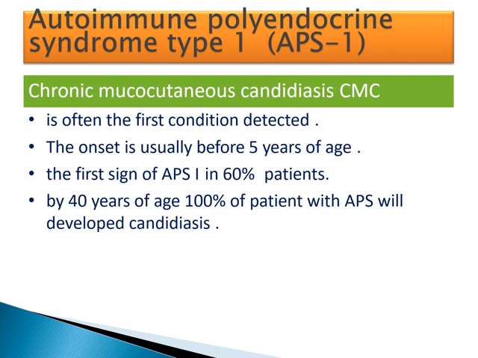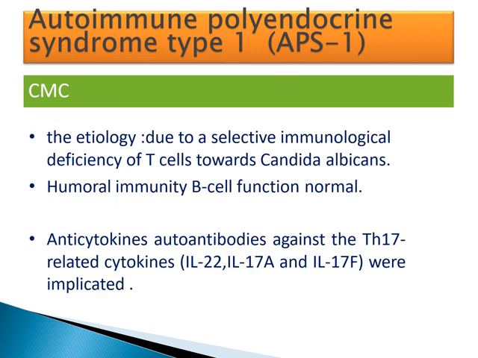Chronic mucocutaneous candidiasis is often the first condition detected. The onset is usually before 5 years of age, and it is the first sign of APS in 60% of patients. By the age of 40, 100% of patients with APS will develop candidiasis. Etiology: it is due to the selective immunological deficiency of T cells towards Candida albicans. Humoral immunity, B cell function, is normal. Anticytokine autoantibodies against the Th17-related cytokines, that are interleukin 22, interleukin 17A, and interleukin 17F, were implicated.